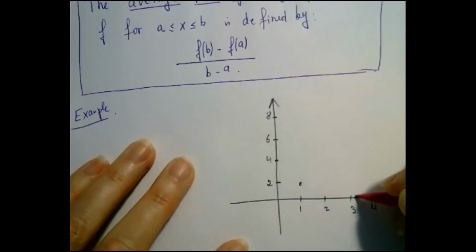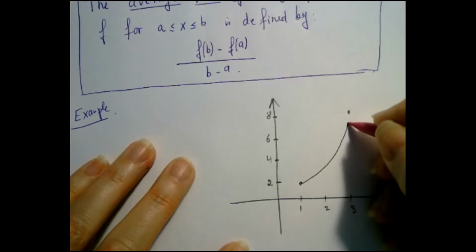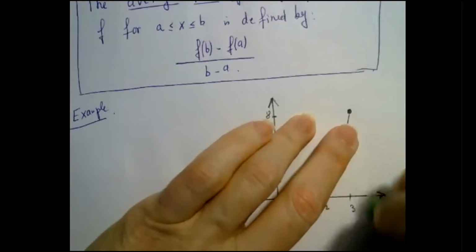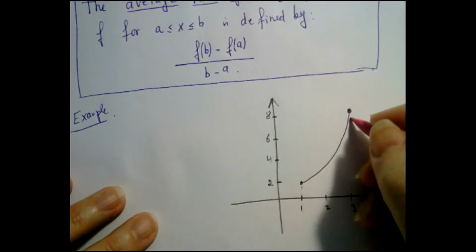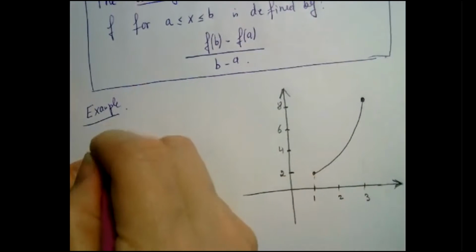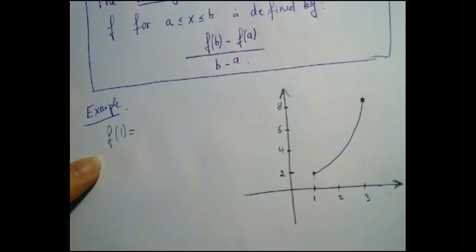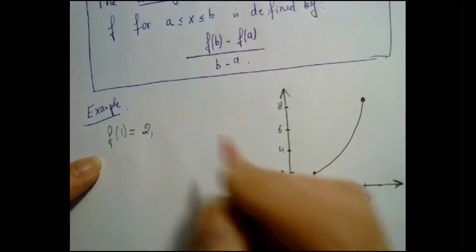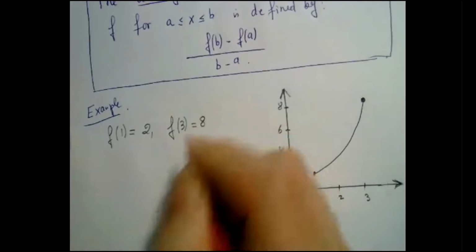And then let us say it's curving. So that's my function, up to 3. So I don't need 4 at all. Okay, so that's the graph. Before I find the average rate or anything, I'm going to ask you a simple question. What is f of 1 in my problem? Quickly. 2. And what is f of 3? 8. Just to make sure we read the graph correctly.